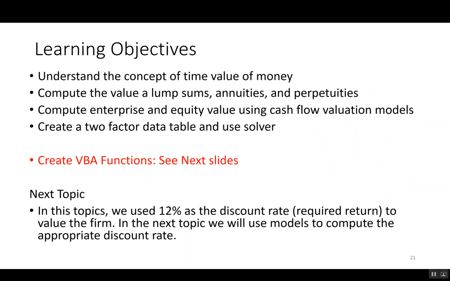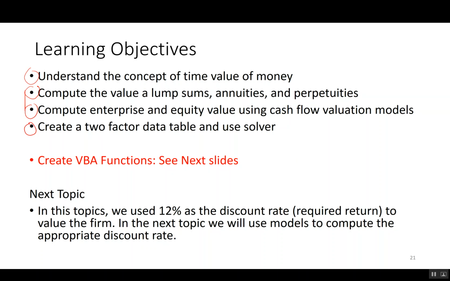So in this topic, we talked about the concept of time value of money. We computed the value of a lump sum, an annuity, and a perpetuity. We computed enterprise value and equity value using cash flow valuation models. And we created a 2-factor data table and also used Solver.